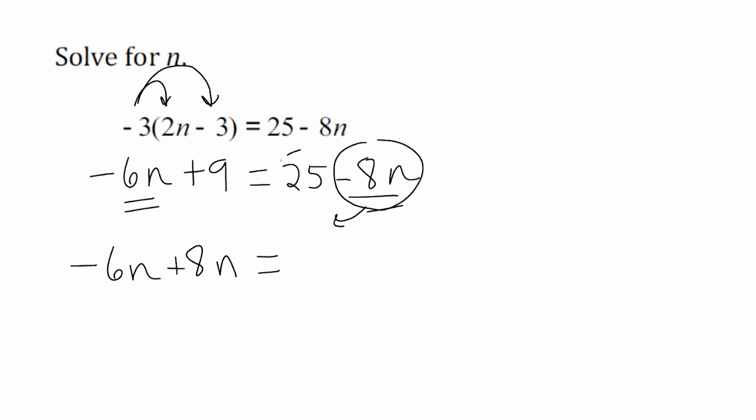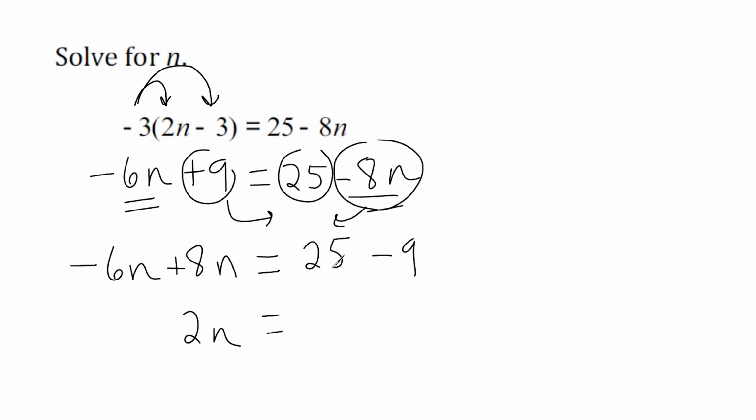Our constant of 25 is already on the right, so we're going to just slide that down. And we're going to take the opposite of +9 and move it to the other side, which is -9. Now we can combine our constants and we can combine our n terms. So we basically have 8n take away 6n right here, which is +2n. And now we have 25 take away 9, which is 16.